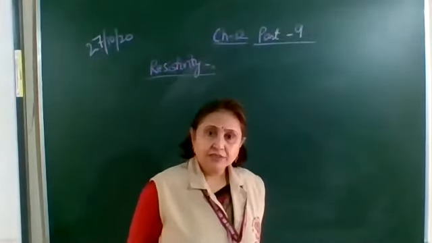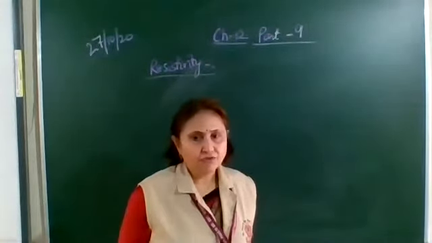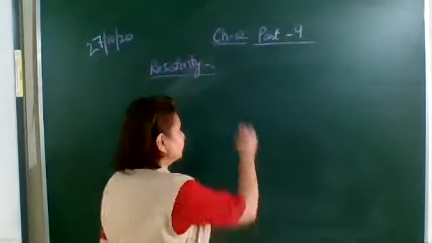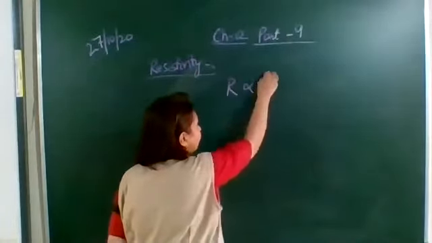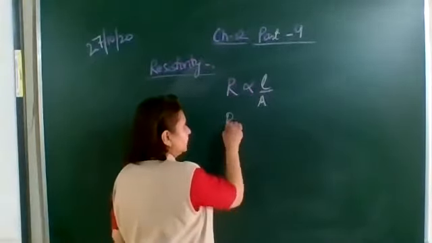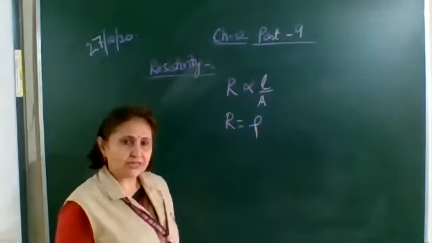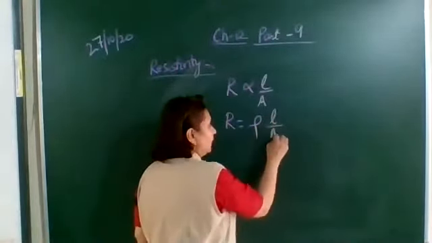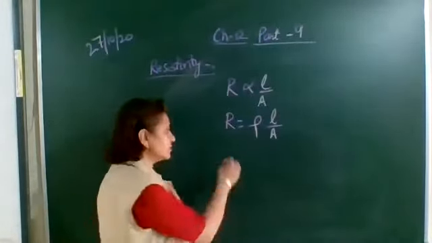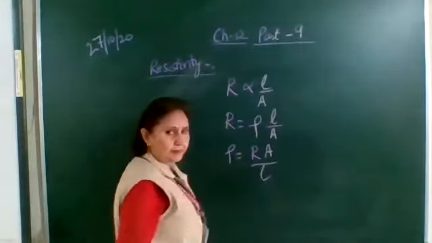But if the material is the same, that is for a particular material, for a particular wire, and the temperature is also constant, then resistance is directly proportional to the length and inversely proportional to the cross-sectional area. Equating it, the constant of proportionality here is represented by a Greek symbol called rho: R = rho L upon A. So this rho is called the resistivity of the conductor. So from here, rho is equal to R into A upon L.